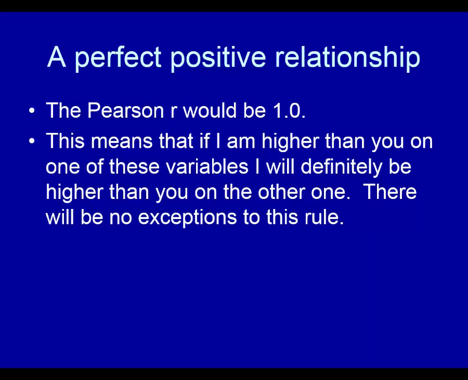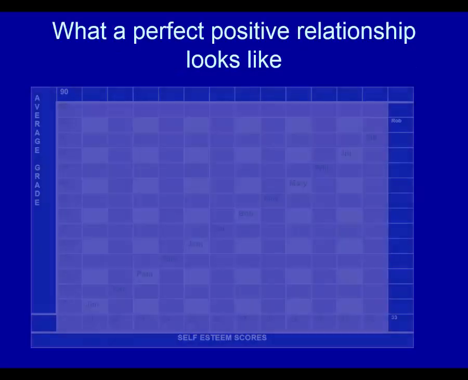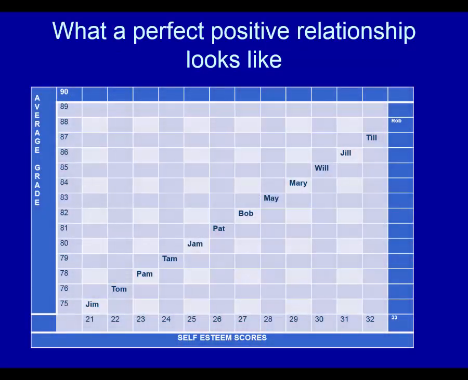This means that if I am higher than you on one of these variables, I will definitely be higher than you on the other one. There will be no exceptions to this rule. I'll show that to you in just a moment. That's when you have a perfect positive relationship, which you're not going to find. An illustration is given here, what a positive perfect relationship looks like.